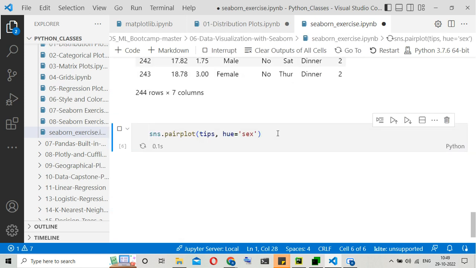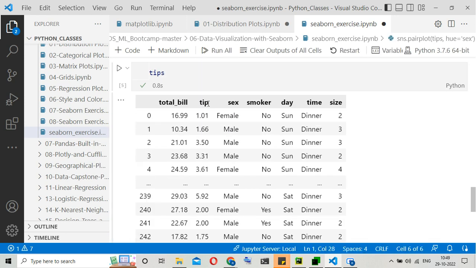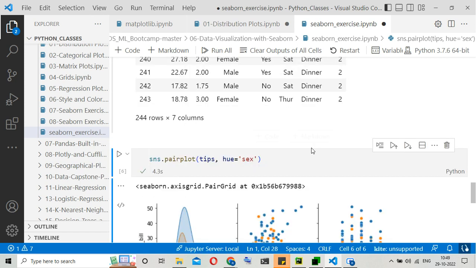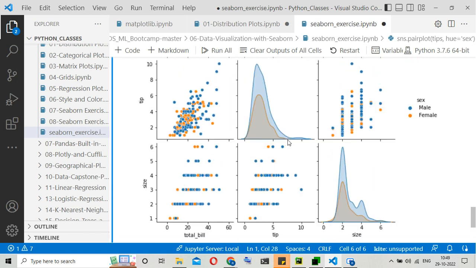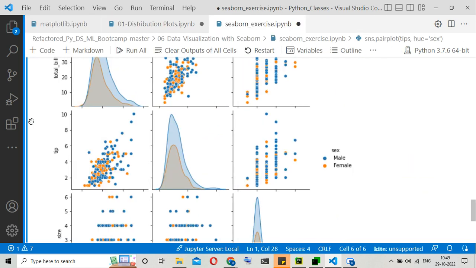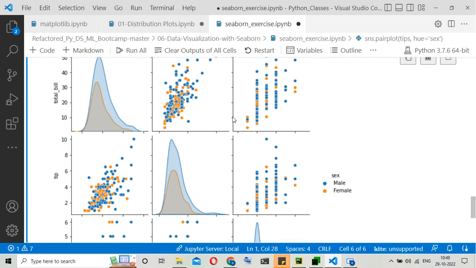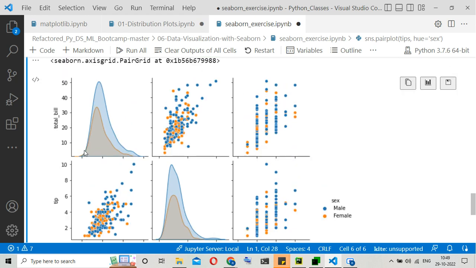When we do this pair plot, it will plot total bill versus tip, and the remaining numbers, total bill versus size. I think it will do it only for numerical values. Any plot will be either a distribution or a scatter plot. It is doing this for total bill versus total bill, so that will have a distribution only.